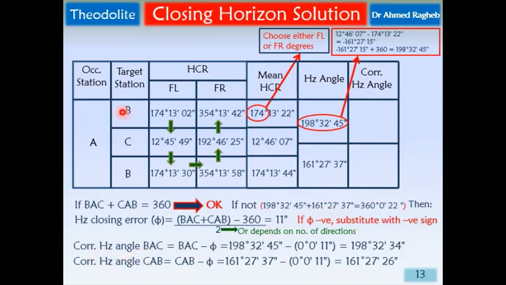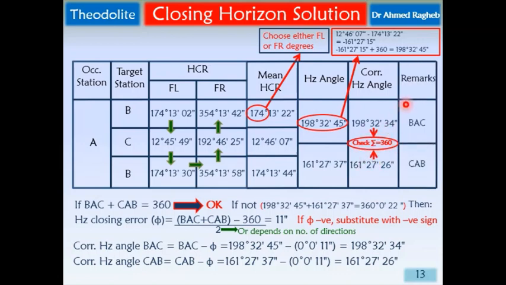The corrected horizontal angle BAC equals the value minus the error that we obtained, or the horizontal closing error. The final angle will be 198.32.34. Of course, it has been decreased by 11 seconds because, as we said before, the summation was greater than 360 degrees. The other angle, CAB, equals 161.27.37 minus the same value, ending up with 161.27.26. Make sure to sum up both angles after corrections and check that the summation equals 360 degrees. By this step, you now calculated the corrected horizontal angle for BAC and CAB.